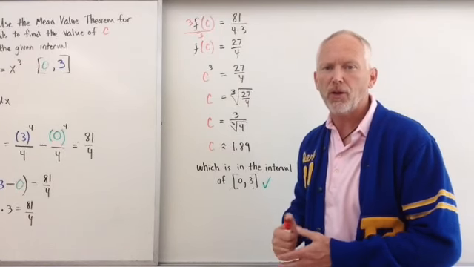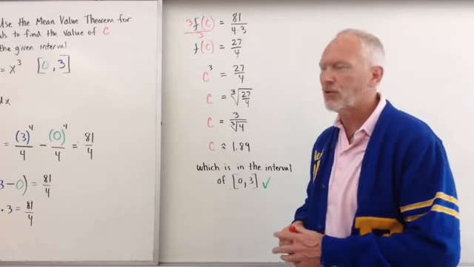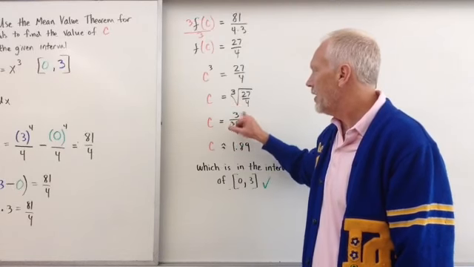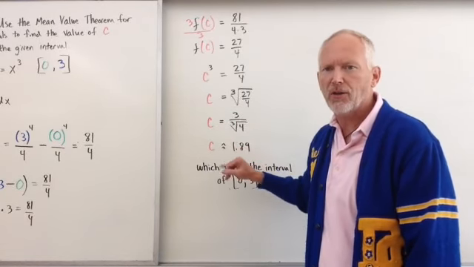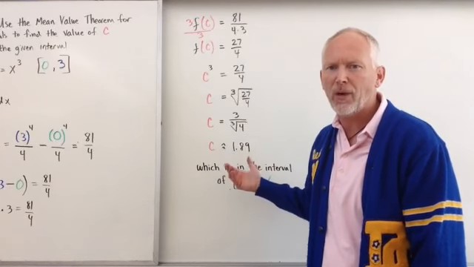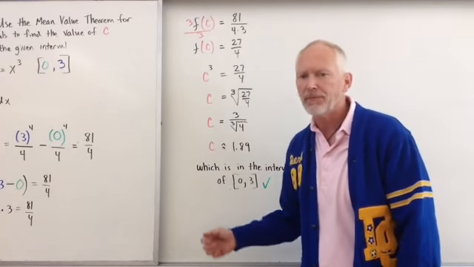And there is a perfect cube for 27, that is 3. So c is 3 divided by the cube root of 4. And if you plug that in your calculator, you get c is equal to 1.89 with some rounding.